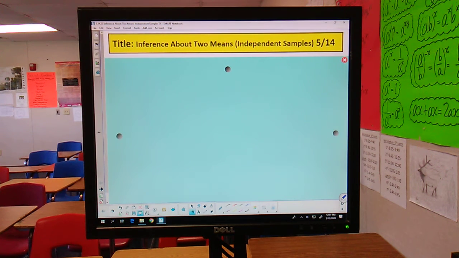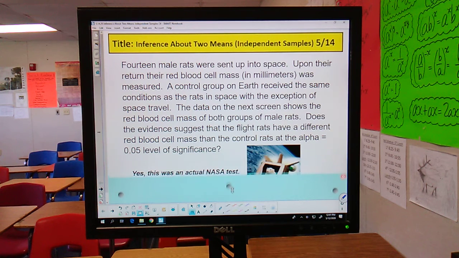Okay, welcome to statistics. This is Thursday, 5/14. Today we're going to do inference about two means, independent samples.